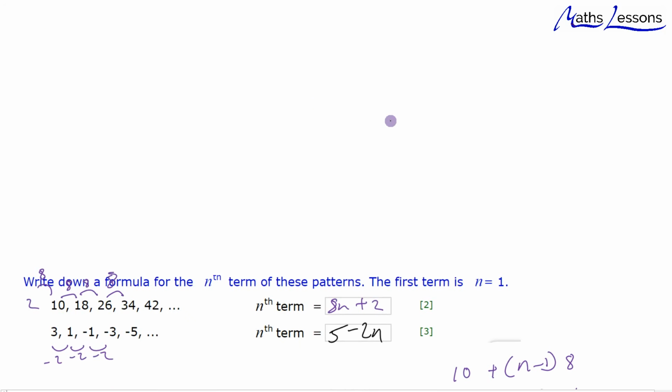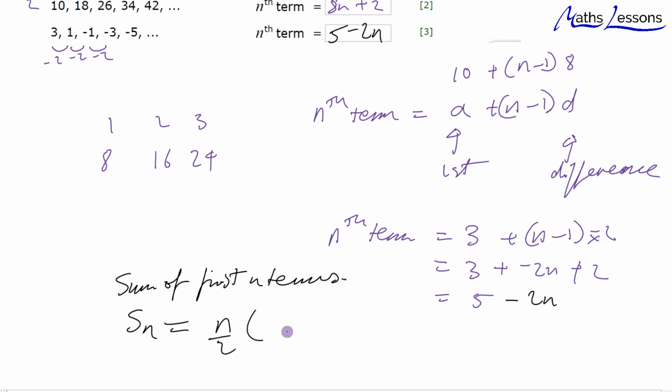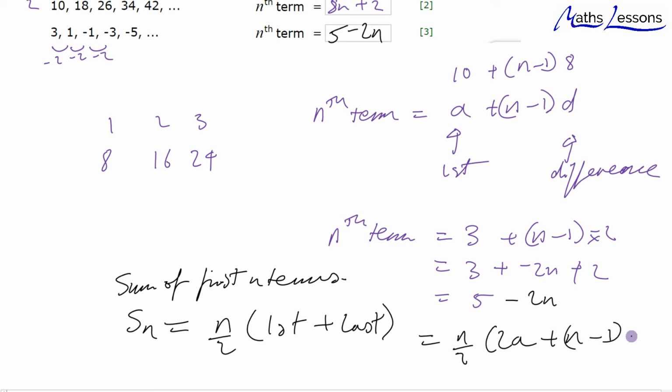So that's all the straightforward stuff. I'm just going to give you one more formula. The sum of the first n terms is equal to n over 2 times, there's 2 ways you can do it, first plus last term, or you can have it as n over 2 times 2a plus n minus 1 d.